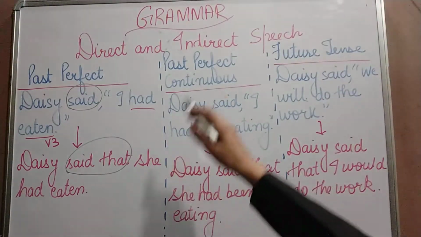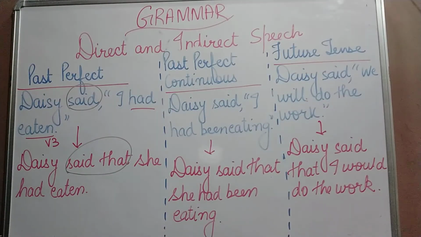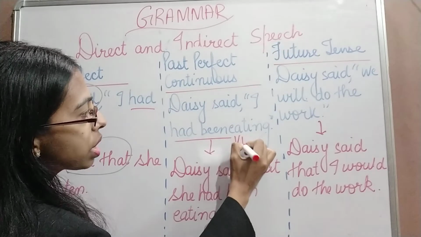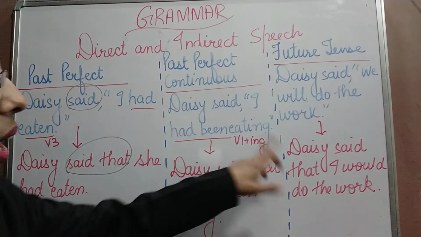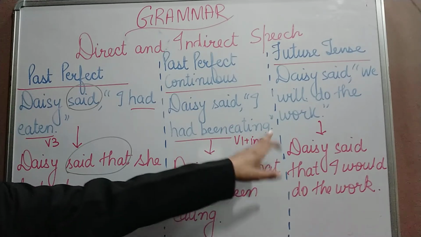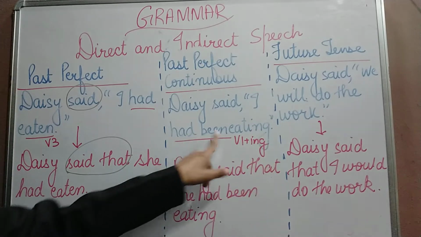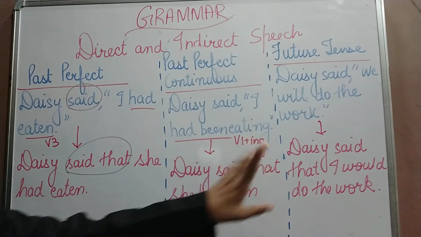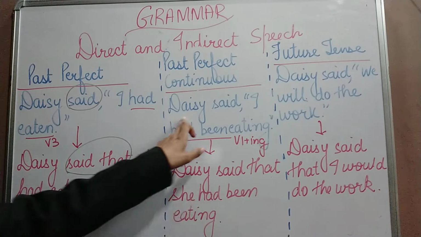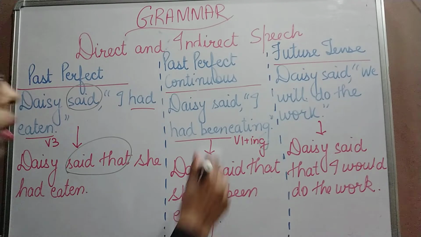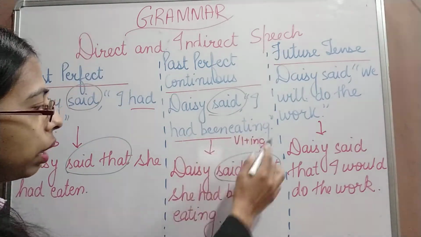Right? Come to past perfect continuous. How will you come to know it is past perfect continuous? Had been plus first form of verb plus ing. If it was has been eating, it would have been present perfect. Past means had been eating. Had been plus first form of verb eat plus ing. So this is past perfect continuous. It is confirmed. Let us change it. Daisy said, I had been eating. Said will change into said that. Daisy said that she had been eating.